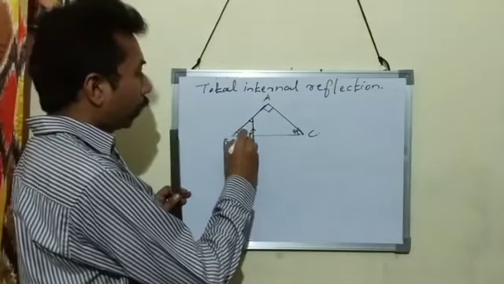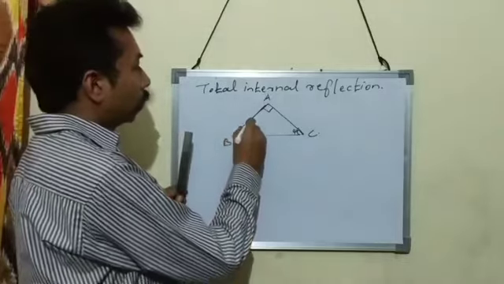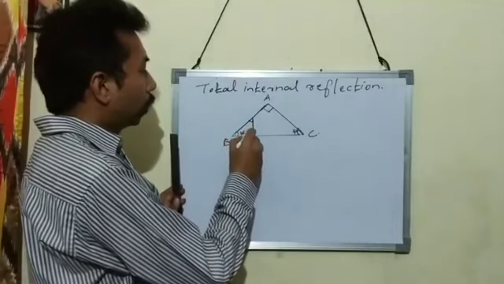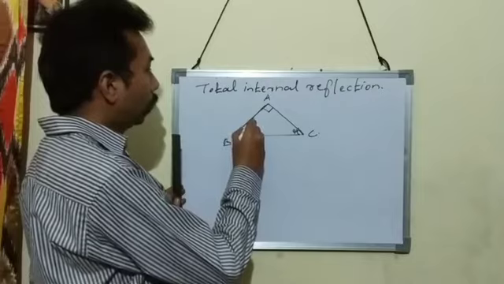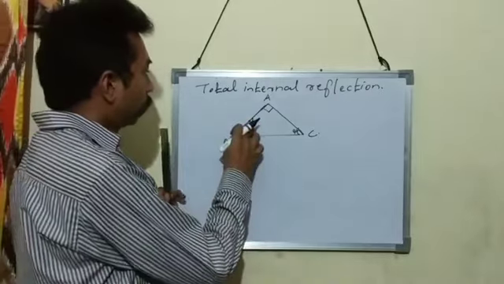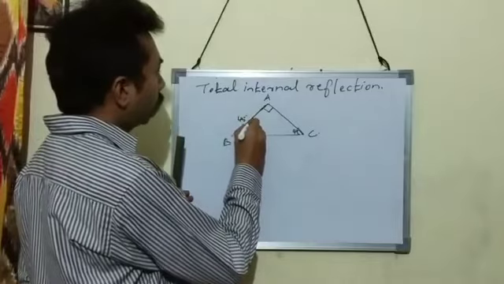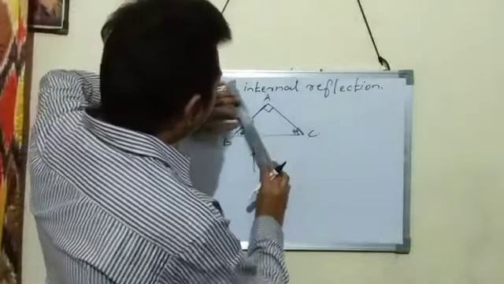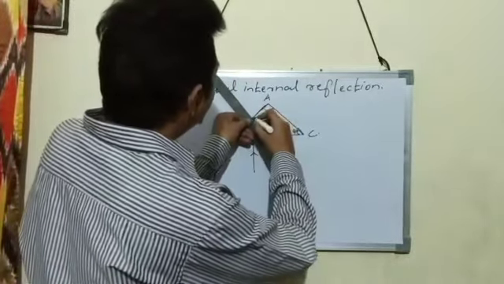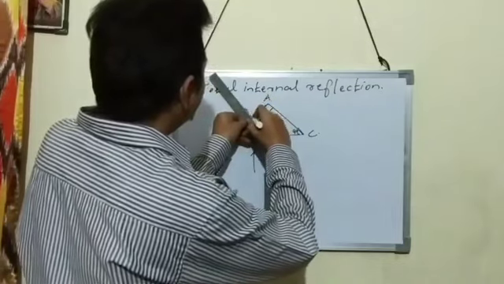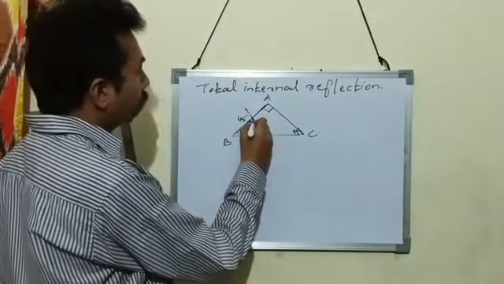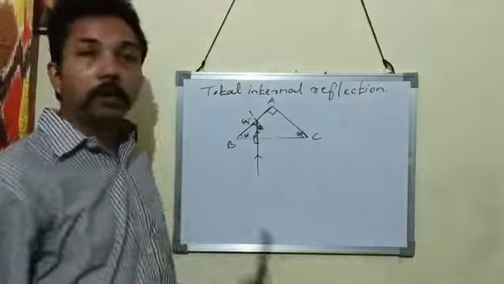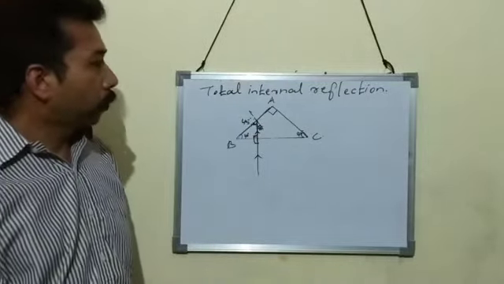So what is the magnitude of this angle? In this small triangle we will apply the angle sum property. The sum of angles of a triangle is 180 degrees, so this angle will come as 180 minus 90 plus 45, that is equal to 45 degrees. This angle will come as 45 degrees. Now we will draw a normal at the point of incidence. So what is the magnitude of this angle? It's 90 minus 45, which is equal to 45. So the angle of incidence on surface AB is 45 degrees.